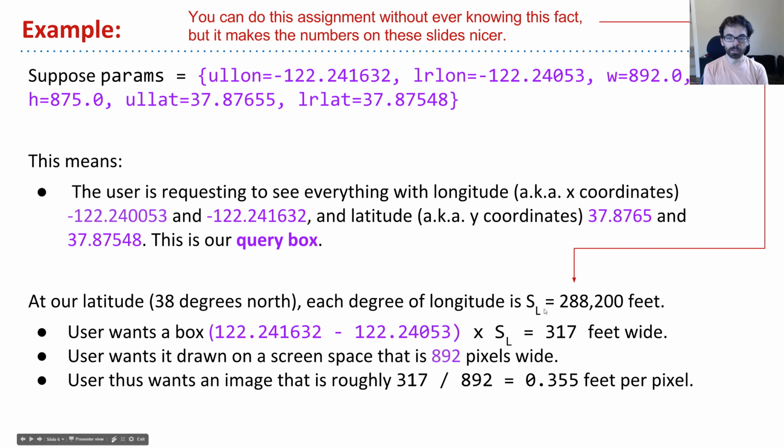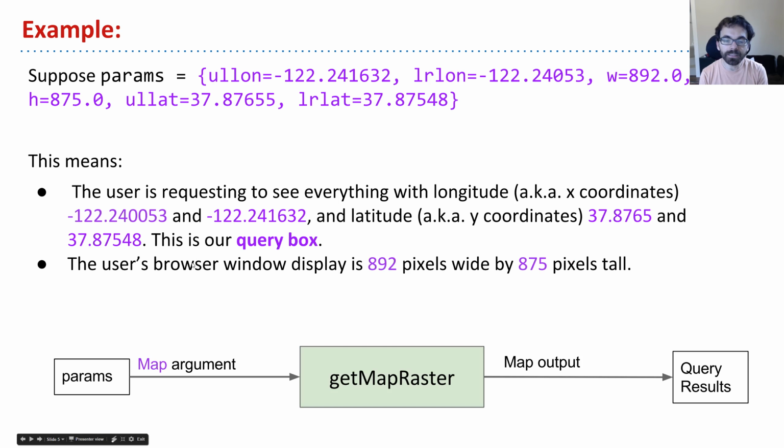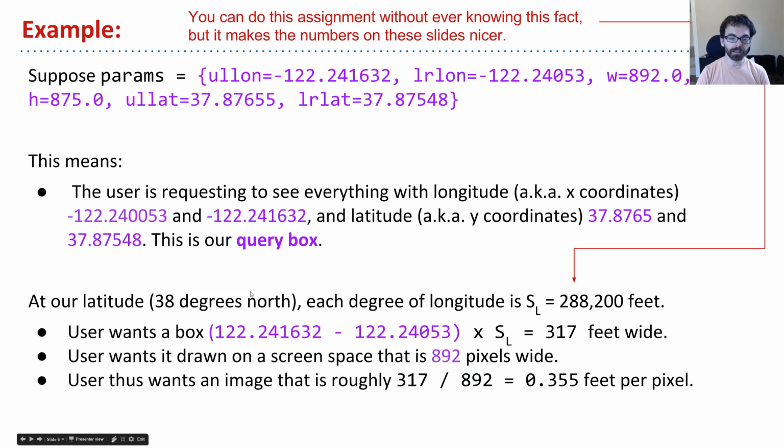for just a moment. Okay, so to maybe consider this in a more relatable way, I'm gonna do a little conversion here. You don't have to know this fact to do the assignment, but I find it nicer to figure out what does it mean? What is a unit of longitude, right? When I say that I want to go between this X address and this X address, let's say, how wide is that? Okay. So at our latitude, 38 degrees north, every degree of longitude is 288,200 feet.